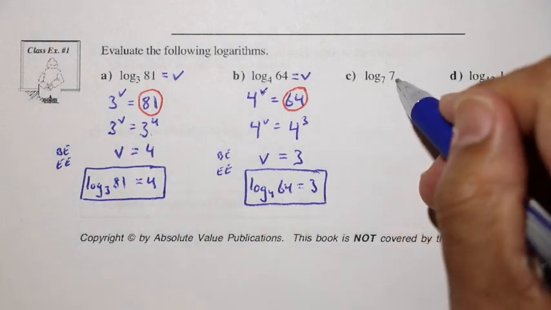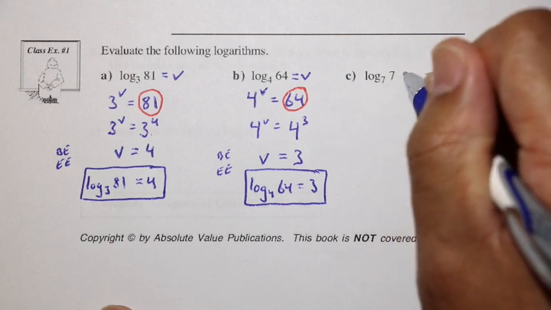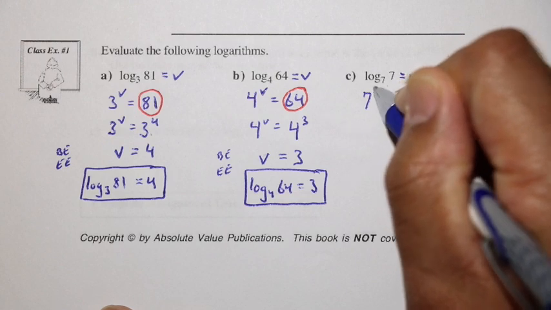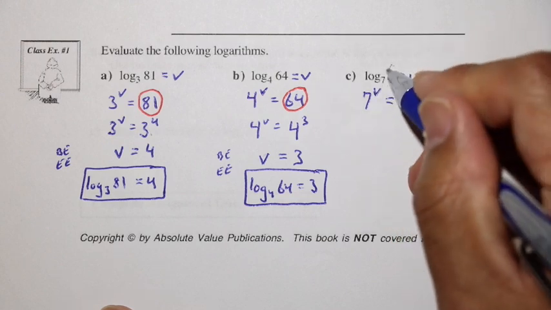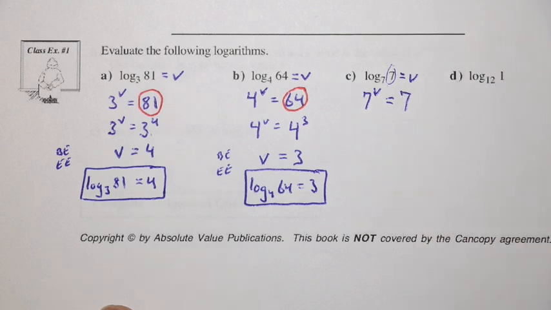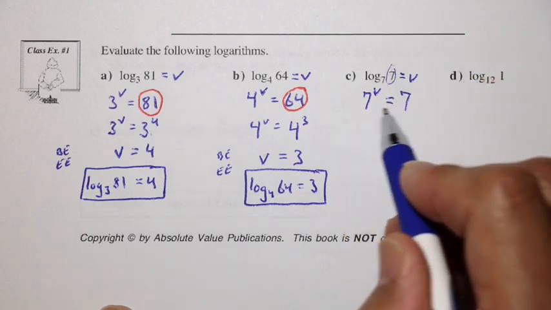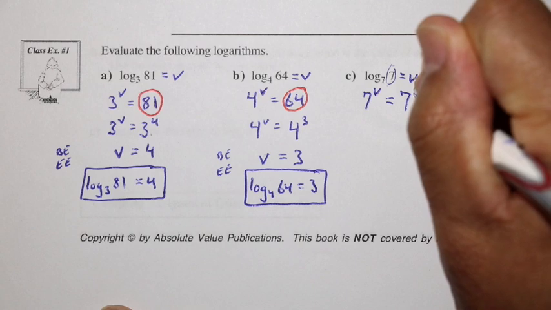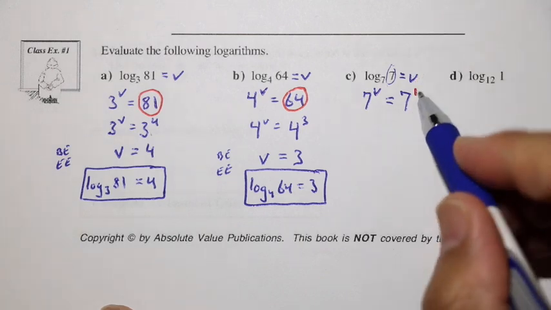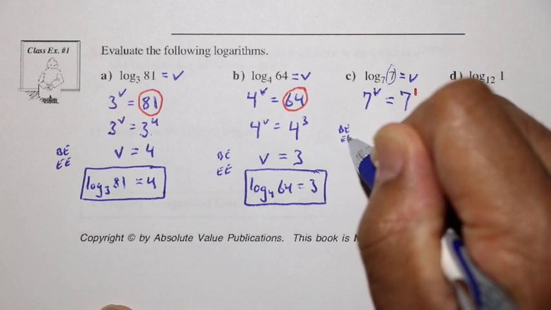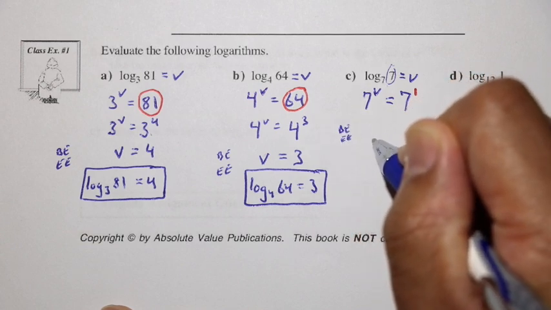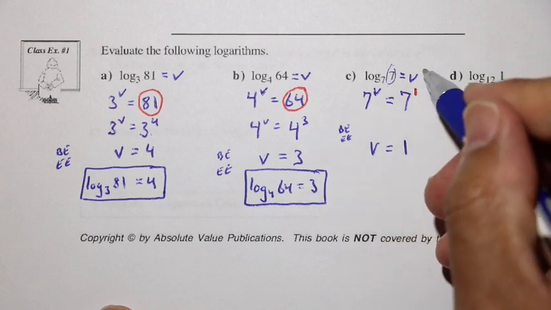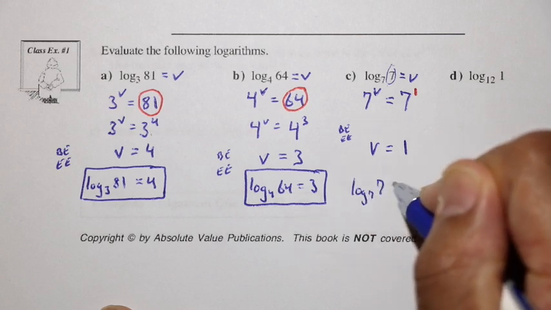And C, we have log base 7 of 7. So here we say it's some unknown value v, and we have 7 to the exponent v is equal to this 7, the argument. And now here, it's already written in the same base. But what is slightly hidden is the fact that if it's 7 with no exponent, then that exponent is going to be 1. Since the bases are equal, the exponents are going to also be equal. So here we have v is equal to 1. And therefore, since v was equal to log base 7 of 7, that's equal to 1.